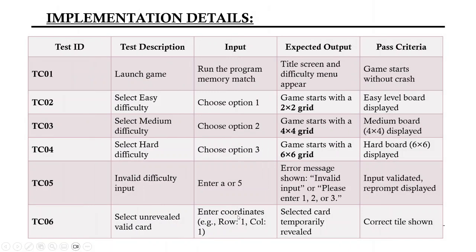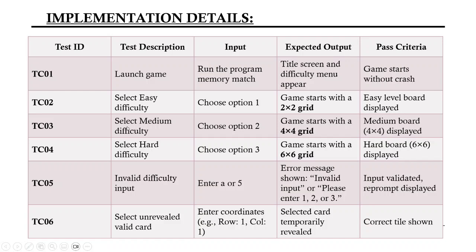Now we will see the implementation details, the test cases. In test case number 1, the game launches and the input is to run the program memory match, and the expected output is the title screen displays the difficulty menu. In test case 2, the user selects the easy difficulty, which is option 1, and a 2 by 2 grid matrix of pairs, the easy level board, is displayed.